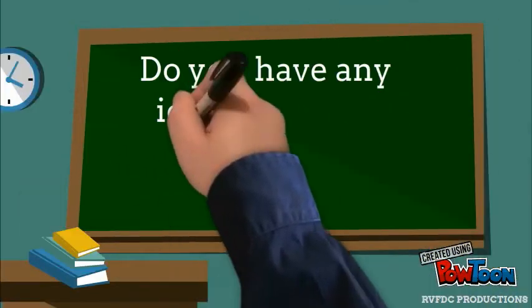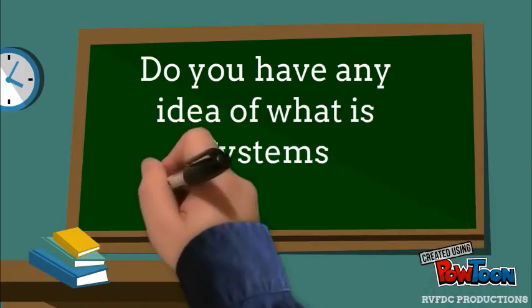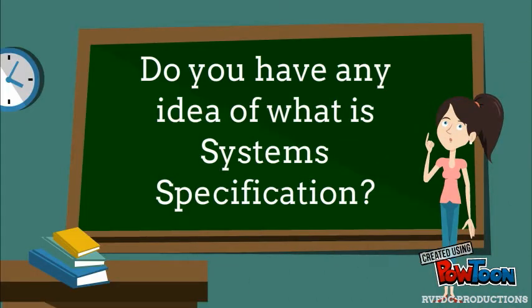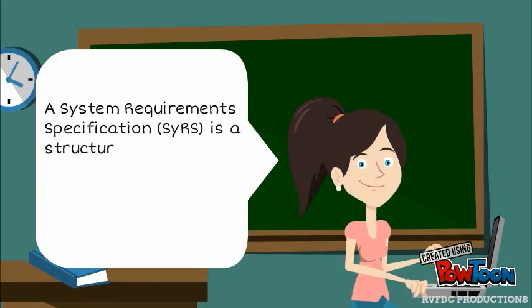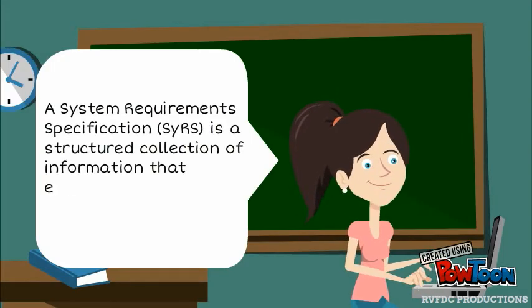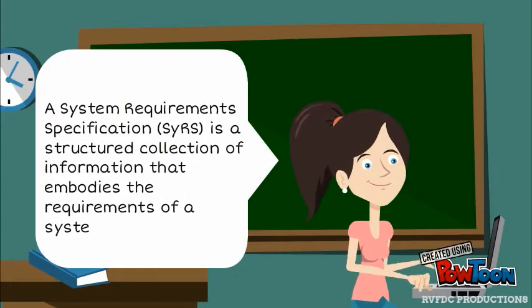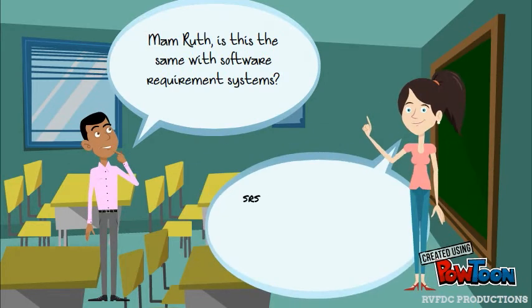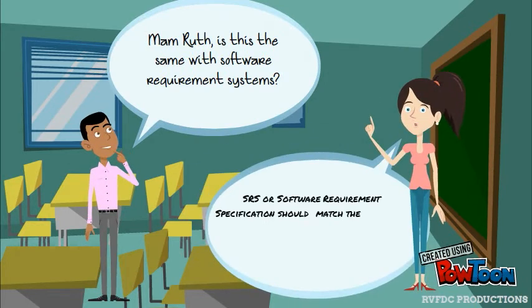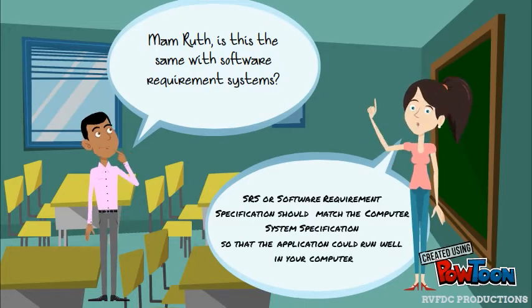Do you have any idea of what is system specification? A System Requirement Specification, or SYRS, is a structured collection of information that embodies the requirements of a system. SRS, or Software Requirement Specification, should match the computer system specification so that the application could run well in your computer.